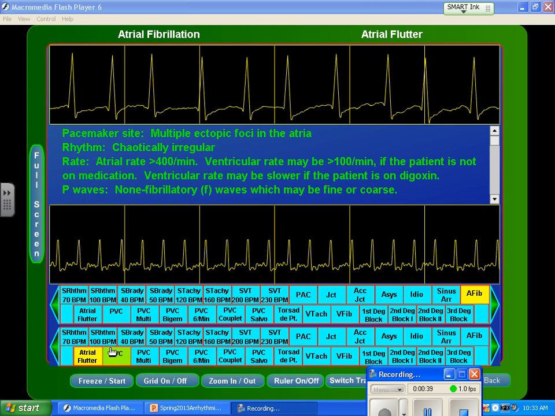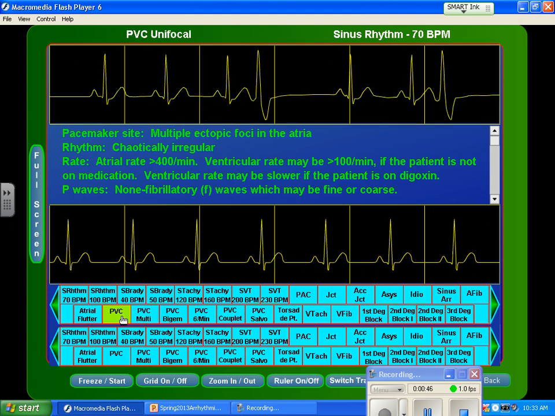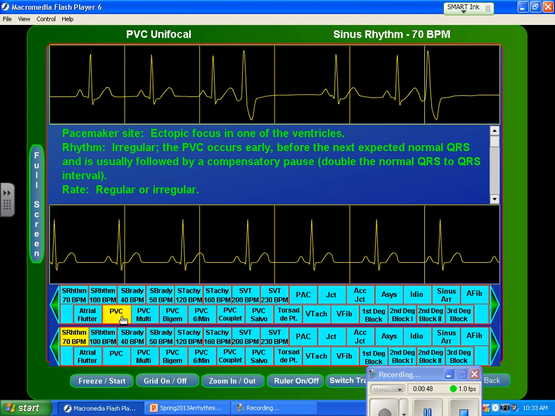Where is normal sinus rhythm? Okay, there's normal sinus on the bottom. And now I am going to put PVCs on the top. And this is a unifocal PVC. PVC stands for premature ventricular contraction.